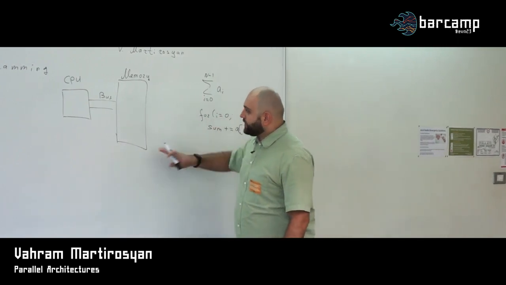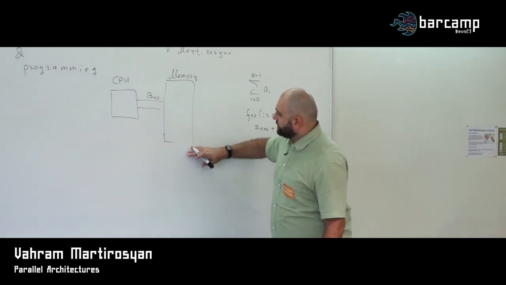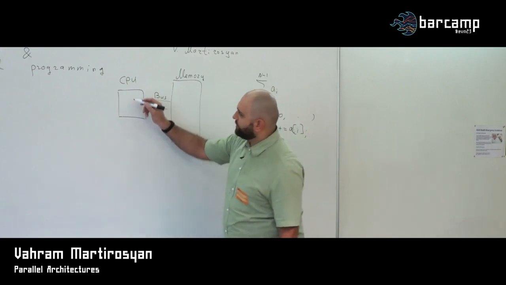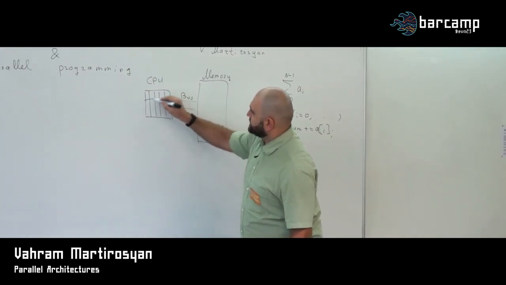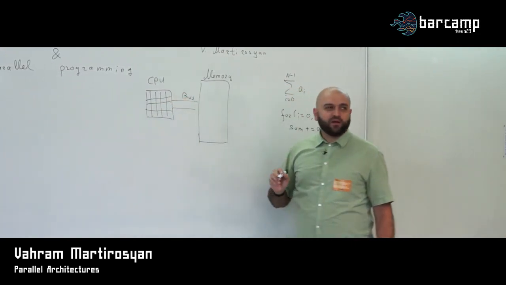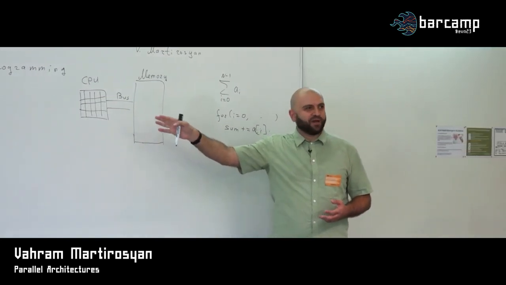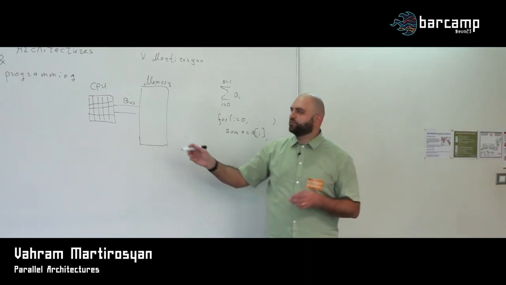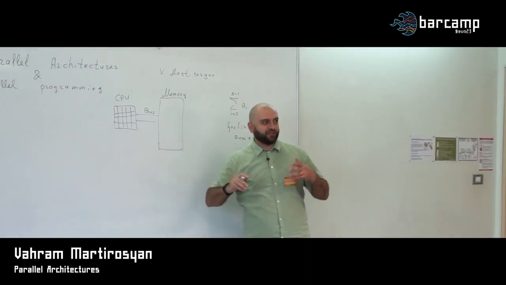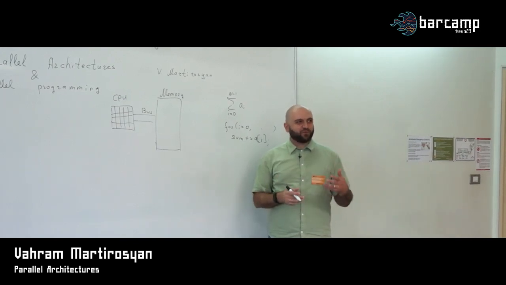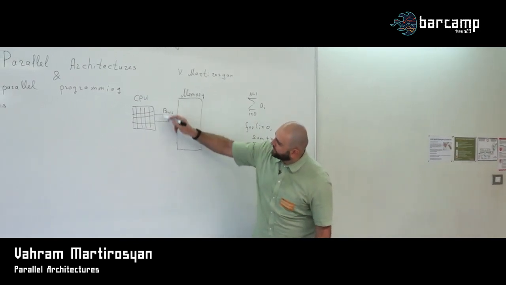And even nowadays when we have many cores, right? We have cores here, let's say 16 of them, but they are still using the same memory bus. Yeah, it could be a double memory bus, but not 8 or 16 separate buses, one for each core. So we don't have that. We still have this bottleneck.